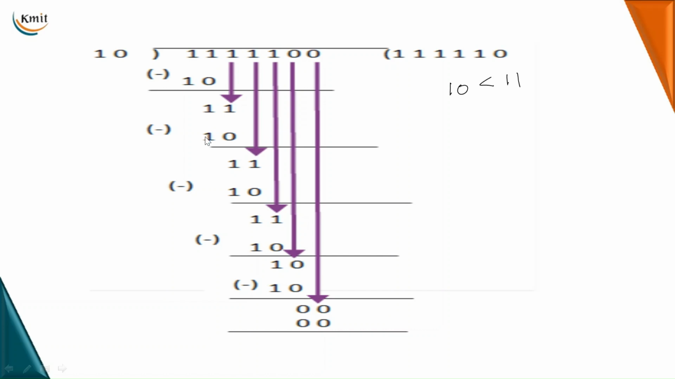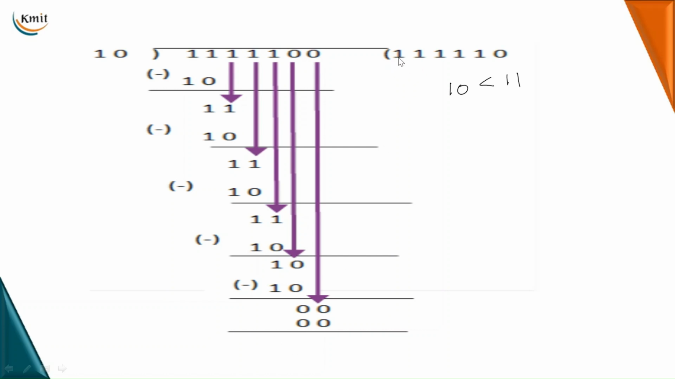So again, sorry, 1, 1 is greater than 10. So again one time, 10, and again I'll get 1, 1. So 10 is less than 1, 1, again one time, so the result is 1, 1. Again it is greater than 10, so again one time, 10 will come. One more time, it will give me 10. So finally I'll have 0, 0.